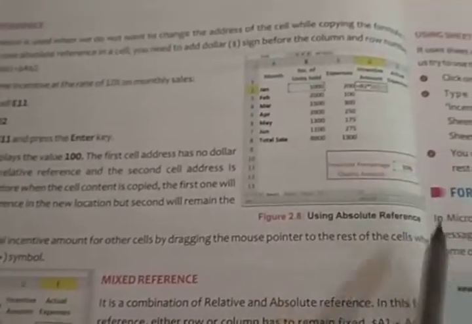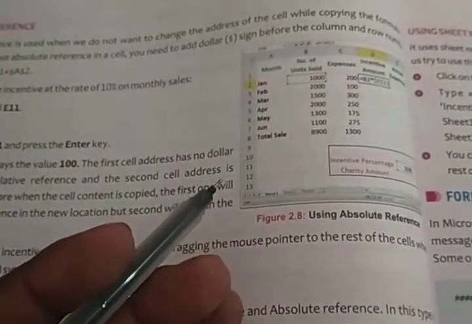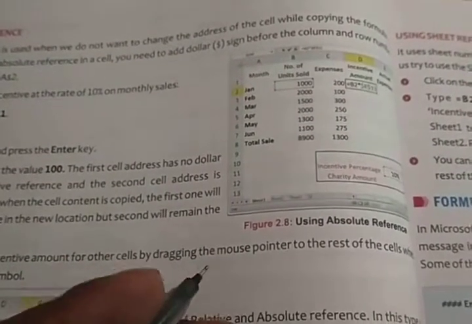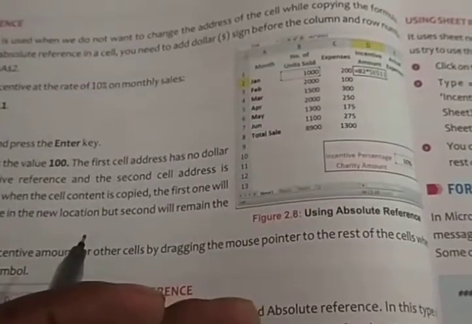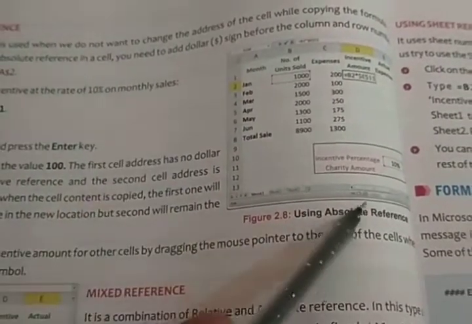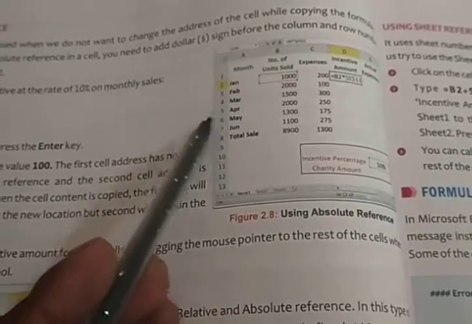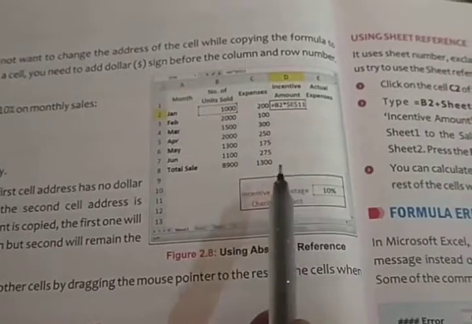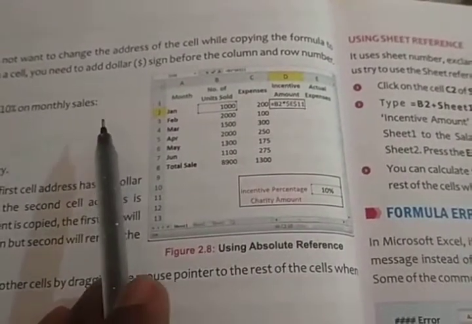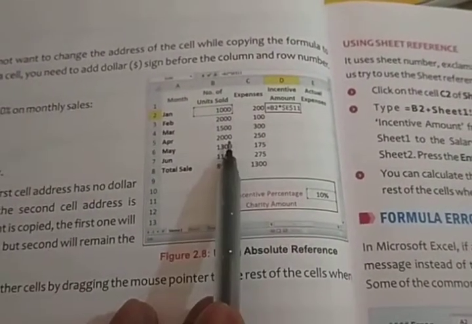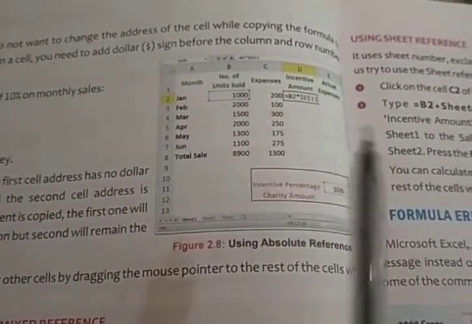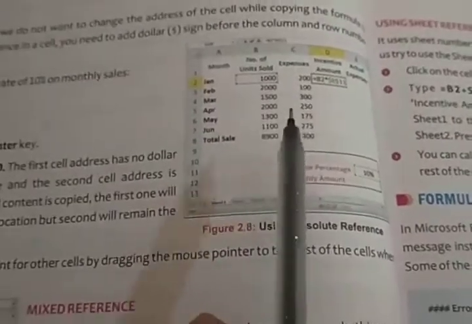So you all have got the difference between relative reference and absolute reference. In relative reference, whenever we copy the formula from one Excel sheet to another, the relative reference or cell address gets changed. But in absolute reference, whenever we copy the formula from one Excel to another Excel or from one cell to another, the cell address does not change. It remains as it is whenever we are using the absolute reference.